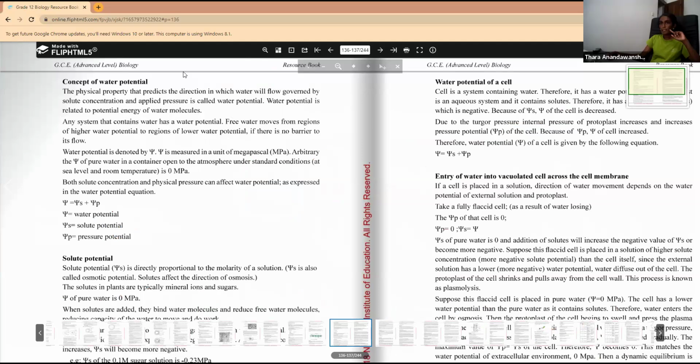Next, any system that contains water has a water potential. Whatever the system, if the water is there, there is water potential. Just a container having water, or it may be a cell which is having water, still both are having water potential. Write that too.